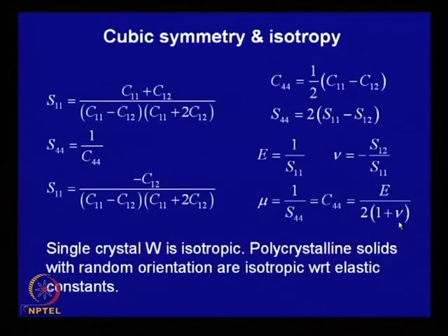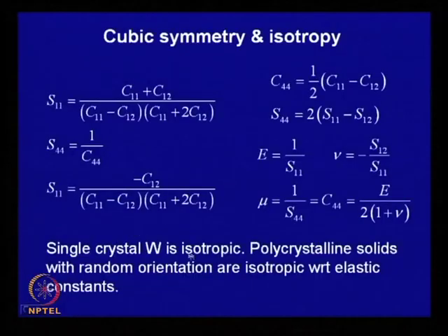And if one looks at the elastic constants of different crystals which have been measured and listed in the handbook, you will find in case of tungsten, although it is a crystalline BCC, its elastic constants are such that it is an isotropic material.